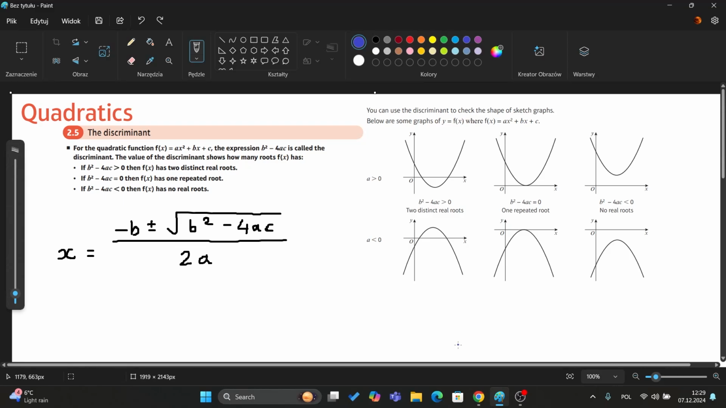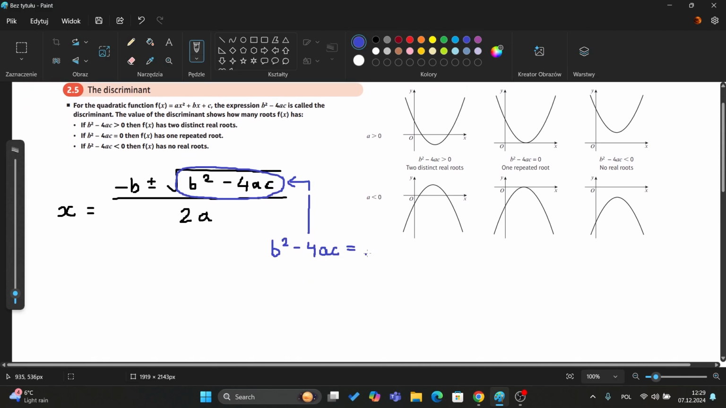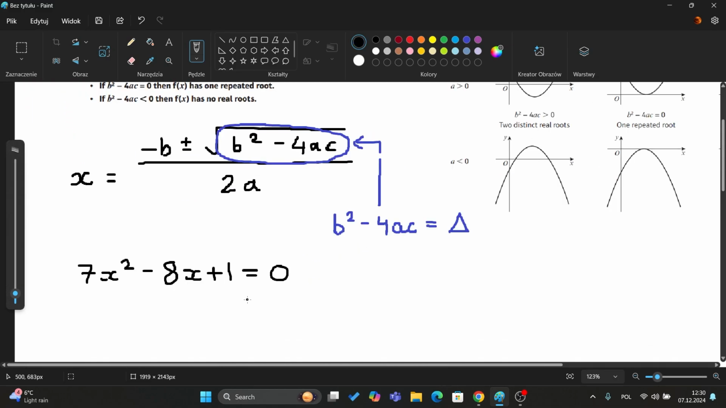Hello and welcome to the fifth topic of quadratics, which is the discriminant. In here we're going to look at the quadratic formula where b squared minus 4ac is called the discriminant, or in other words, this part of the quadratic formula, b squared minus 4ac, is equal to delta. So how does b squared minus 4ac work?